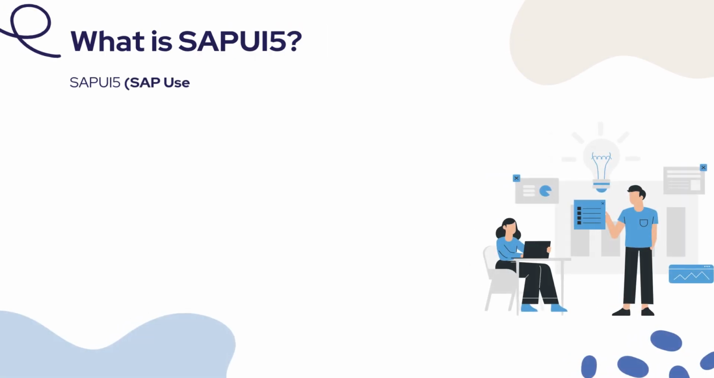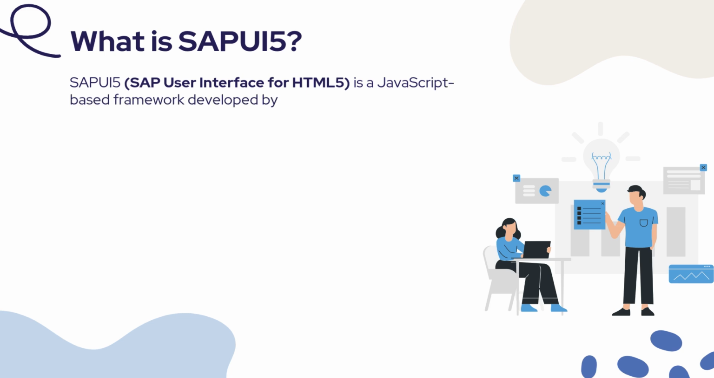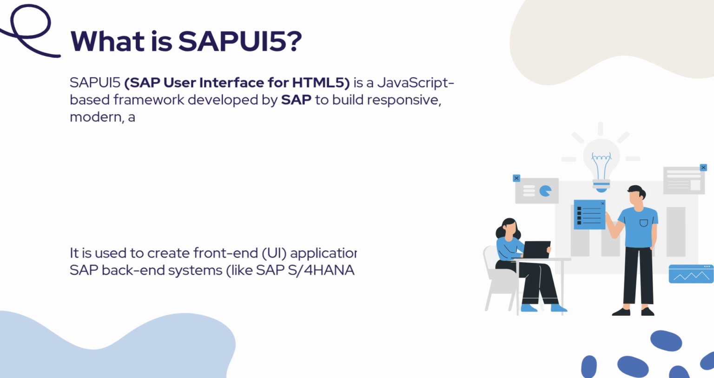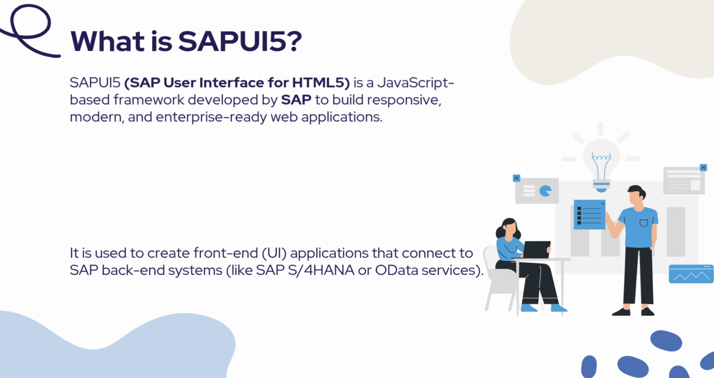SAP UI5 stands for SAP User Interface for HTML5. It is a JavaScript-based front-end framework developed by SAP used to build modern, fast and responsive web apps. We use SAP UI5 to develop front-end applications that interact with SAP backend systems like S/4HANA or OData services.